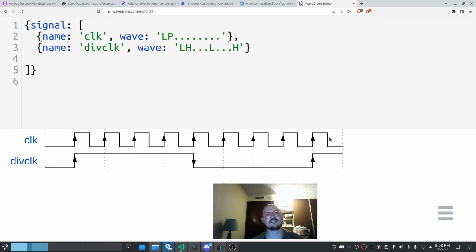First of all, there's the clock, which I have up here on my screen, and you can see I've got a fast clock here that ticks. It has 1, 2, 3, 4, 5, 6, 7, 8 periods. So from positive to positive, it has 8 of these periods here. And then I've got my divided clock, or my slow clock here, that is half of this clock.